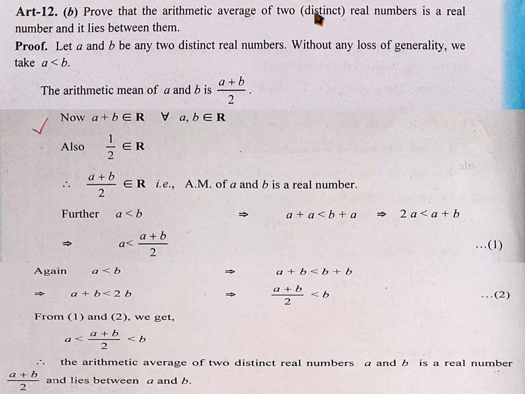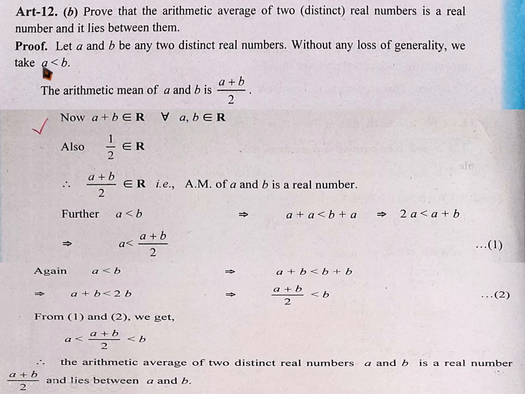So here is a very important result. This is proof that the arithmetic average of two distinct real numbers is a real number and it lies between them. Meaning, the arithmetic average of two real numbers lies between them. We are taking a and b, two real numbers, without loss of generality. So we are taking a less than b. We are taking these two distinct real numbers.